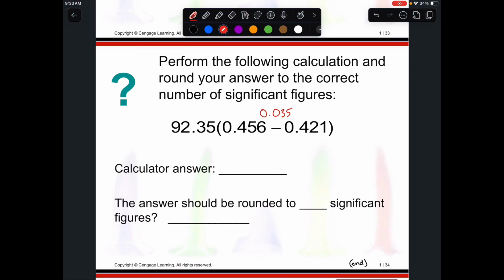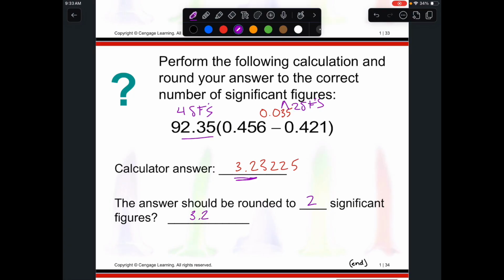And then I'm going to go ahead and multiply this by 92.35. And my calculated answer is 3.23225. Now let's see. Sig figs wise, this has only 2 sig figs because that front 0 does not count. And this has 4 sig figs. So my least number of sig figs is 2. Let's go ahead and round this answer to 2 sig figs because we're always doing the least number. My first 2 is the 3.2. Okay, so my answer is 3.2 for that one.